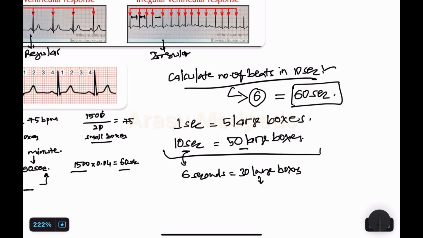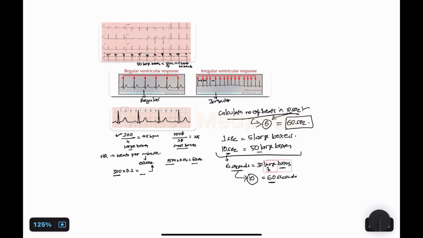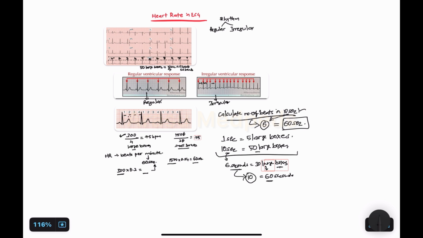Then you observe how many QRS complexes are there in these 30 large boxes. That will give us 6 seconds beats. Just multiply with 10. That will give the 60 seconds number of heartbeats. So the ideal method will be utilizing 10 seconds, then later multiplying it with 6. But over a period of time, or whenever we are short of time, we can just calculate QRS complexes for 6 seconds and just multiply it with 10. So that we'll get the number of heartbeats or heart rate for a minute.